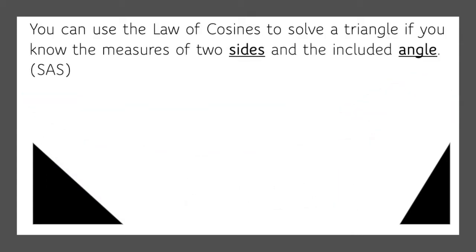You can use the law of cosines to solve a triangle if you know the measure of two sides and the included angle. Now, it's very important that you're doing the included angle. I'll show you what I mean.